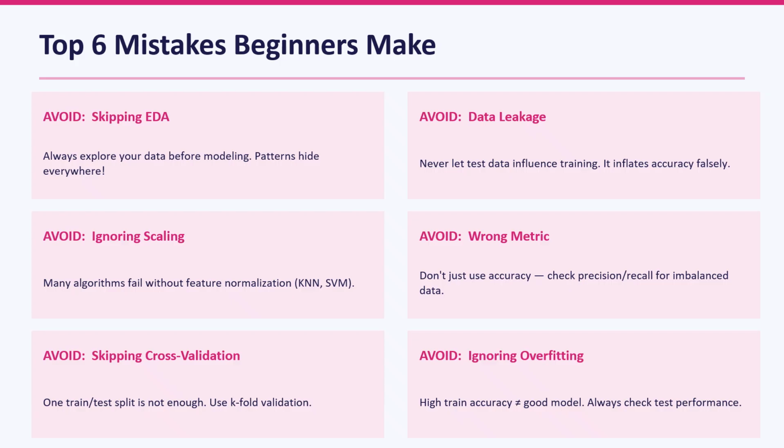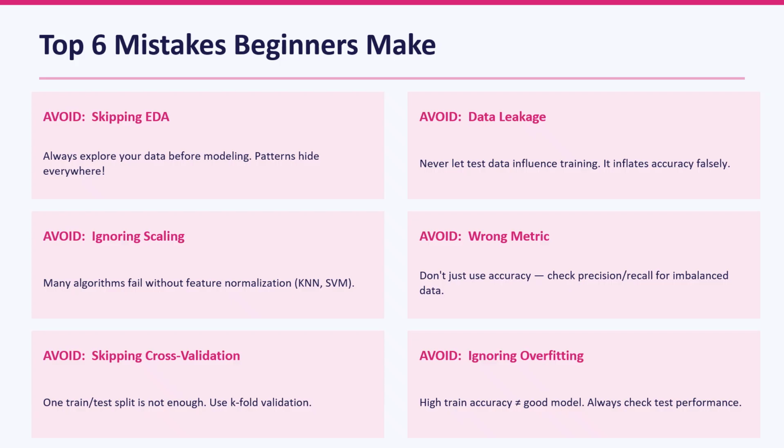Mistake 3, ignoring feature scaling. Many beginners feed raw features into KNN or SVMs and wonder why the model performs poorly. Always scale your features. Mistake 4, wrong metrics. My model is 99% accurate, but if 99% of your data is non-fraud and 1% is fraud, and your model just predicts everything as non-fraud, it gets 99% accuracy and catches zero fraud. Use precision and recall for imbalanced data.